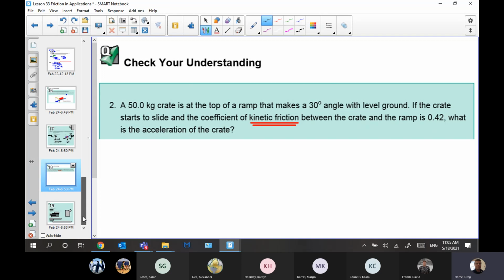What's this one here? We have a ramp, 30 degrees. Yeah, they're asking what rate it accelerates at. If you have a 50 kilogram crate, 30-degree angle, and coefficient of friction. So once it's sliding, it's got a 0.42 coefficient. So you just need to be able to figure out the acceleration. So all the same stuff. We're going to figure out the normal force to be able to figure out the friction force. And then obviously figure out the net force in the x direction and figure out the acceleration.